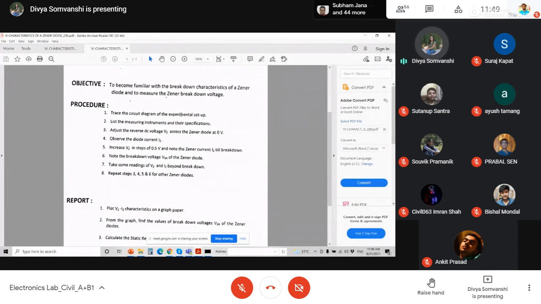Trace the circuit diagram first of the experimental setup. List the measuring instruments and their specifications. Adjust the reverse DC voltage across the Zener diode at 0 volt. It means you have to make sure that the initial is 0 volt. Observe the diode current. Reverse means in a reverse bias. Now you have to increase.